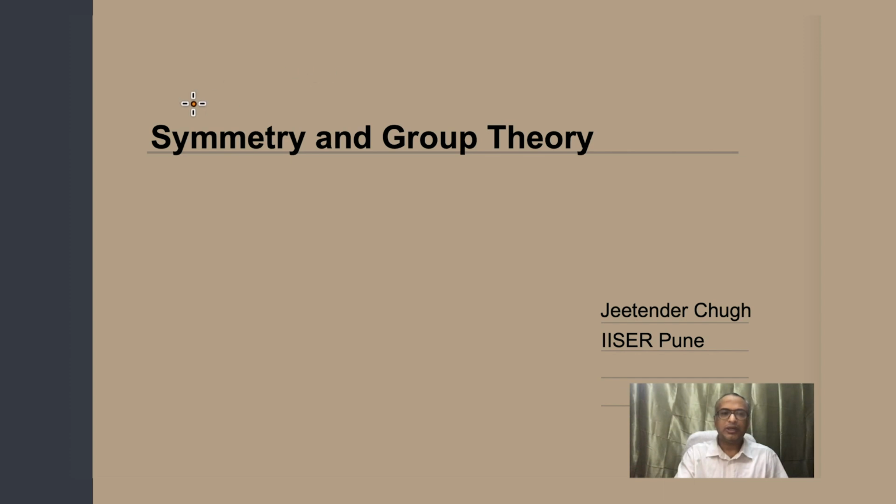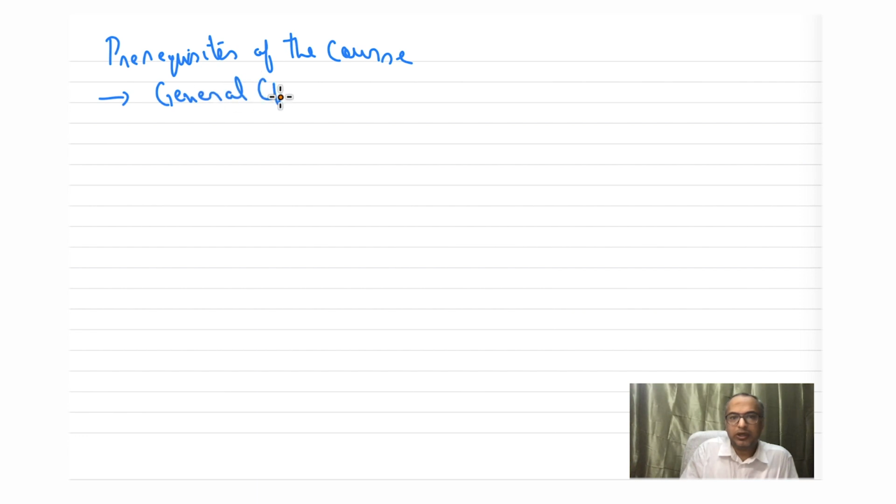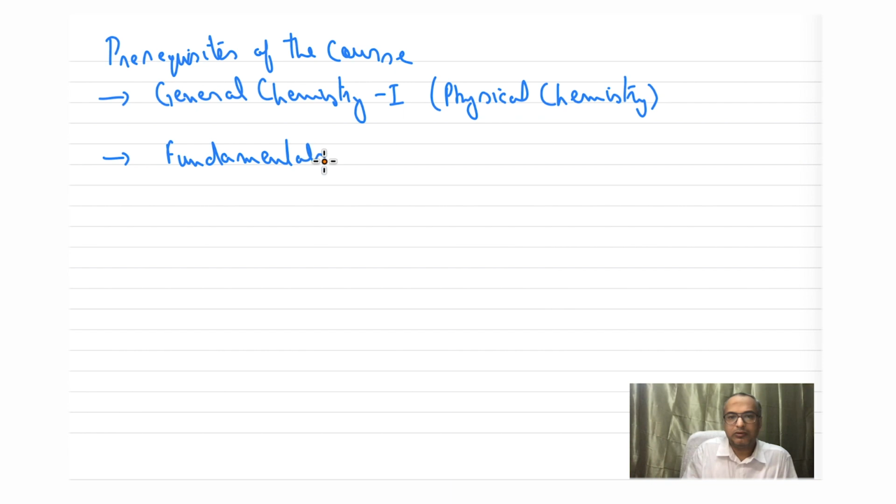Before we go on and start with lecture 1, let us first look at the course contents, prerequisites, etc. Let me first list down the prerequisites of the course. It will be highly beneficial if you have already gone through general chemistry 1, and in particular the physical chemistry component of it. Also, it will be beneficial if you have gone through fundamentals of molecular spectroscopy.